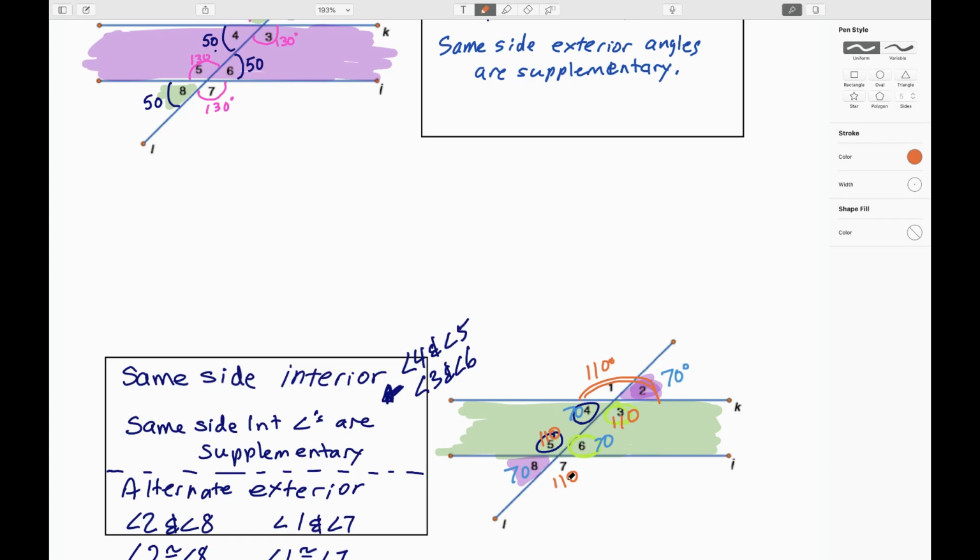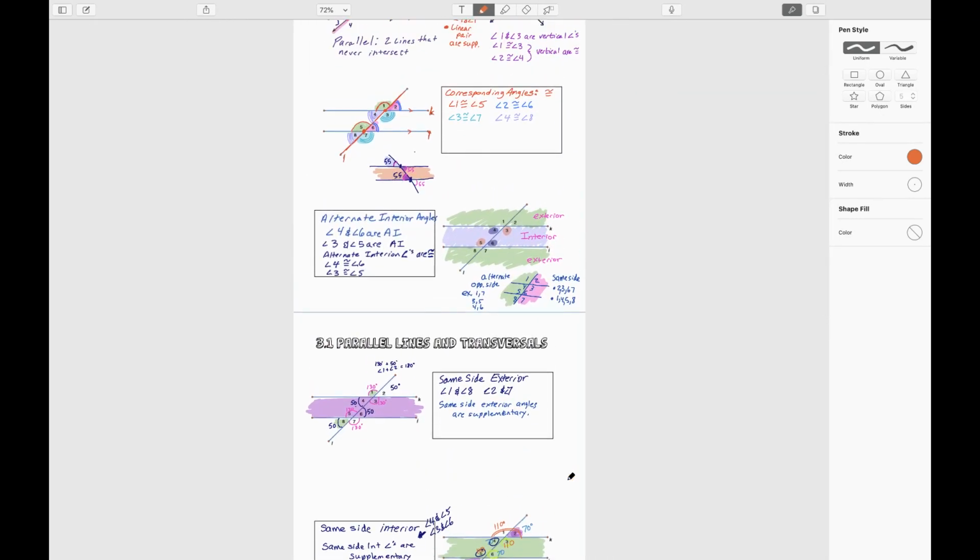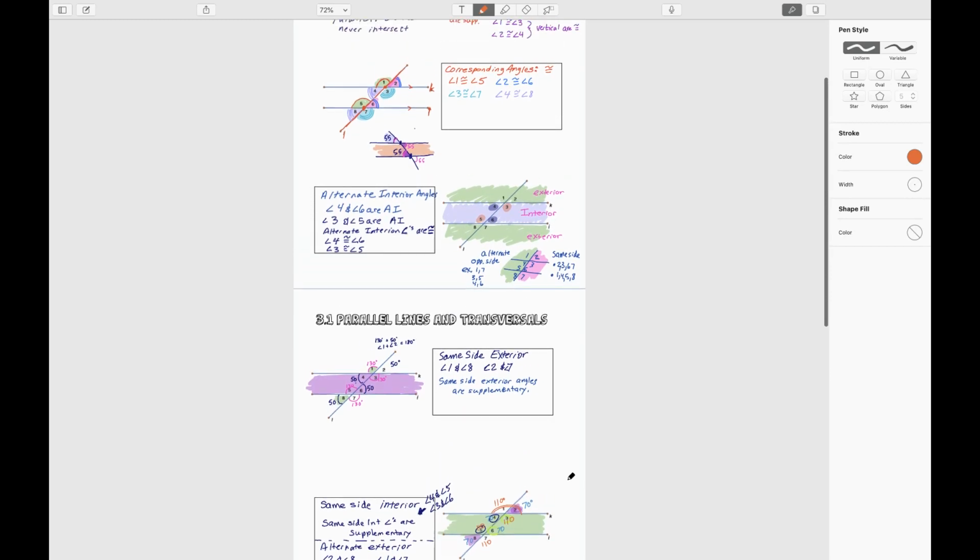So that's all I've got to say. I have added more concepts: the same side exterior, same side interior, and the alternate exterior. Those are all added from yesterday. Okay, so good luck with this.